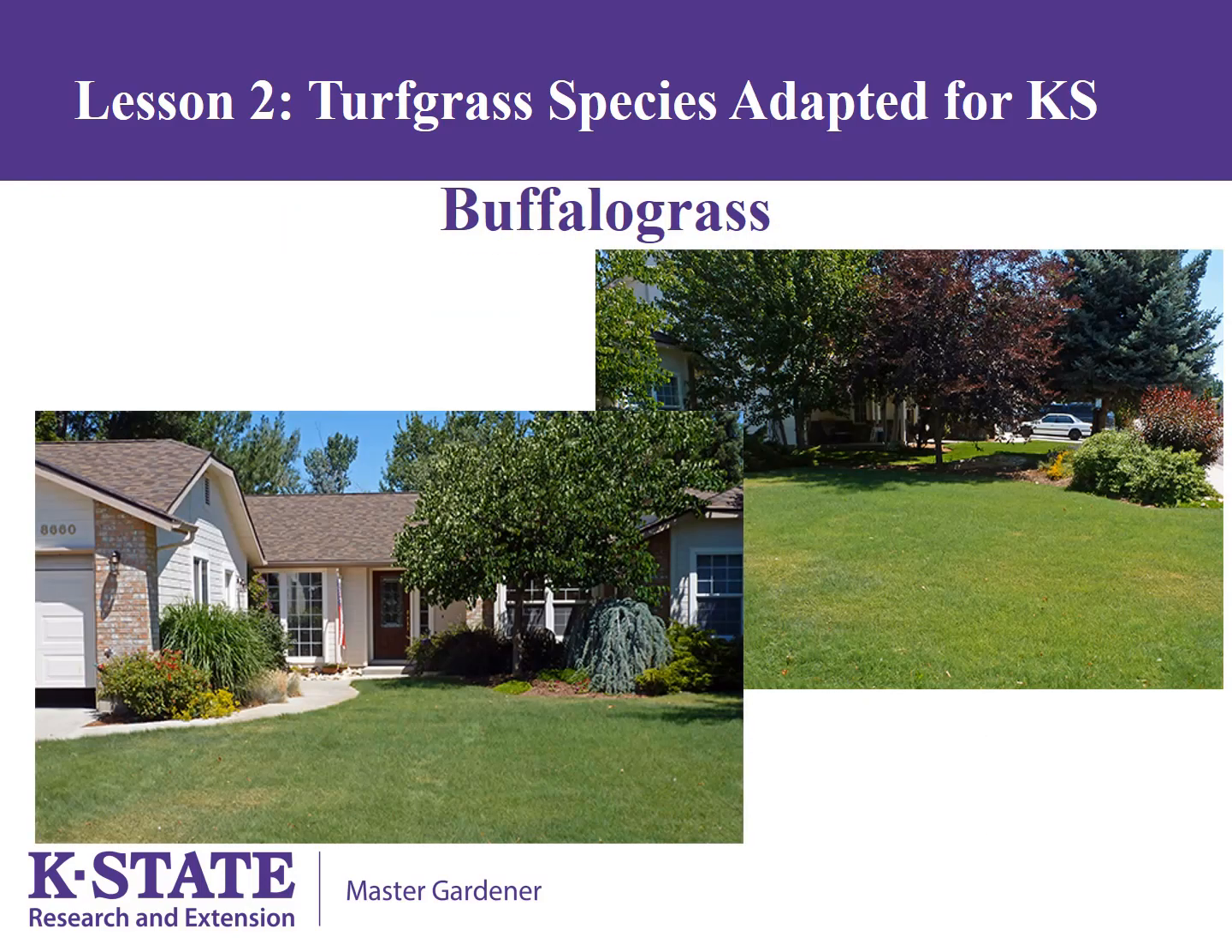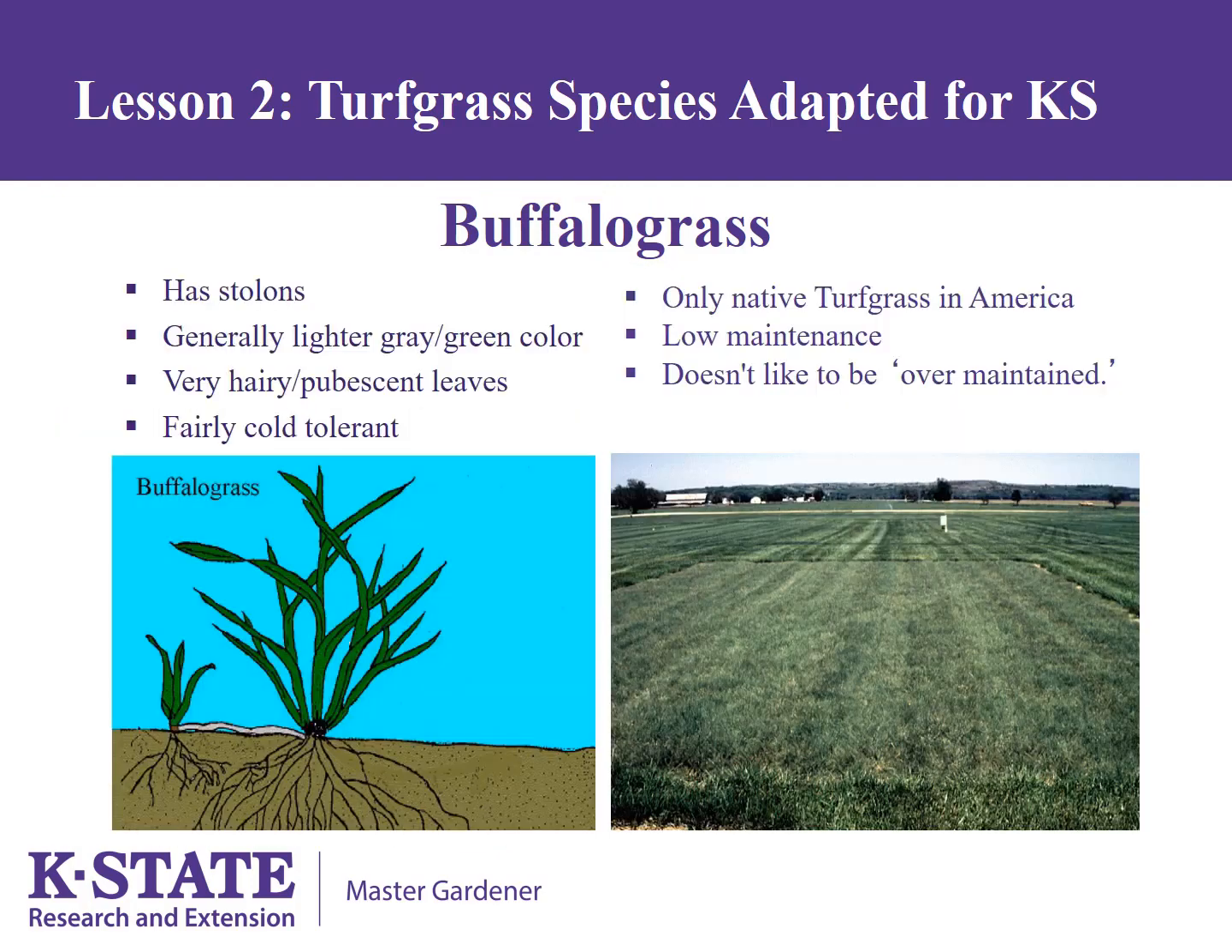Now the last grass we're going to talk about is buffalo grass. Buffalo grass is a great turfgrass for Kansas. It's actually the only native turfgrass species that we grow in home lawns, only native to North America. The other turfgrass species are native to other parts of the world.